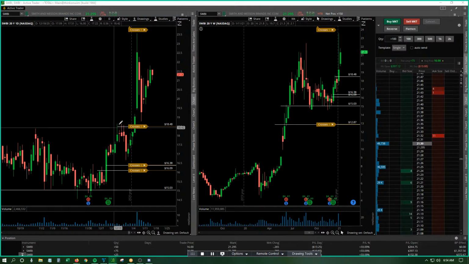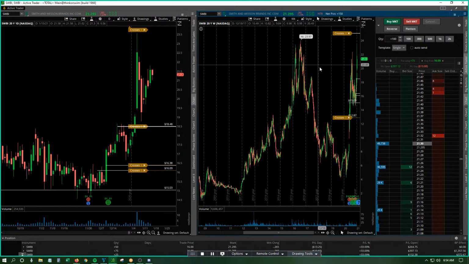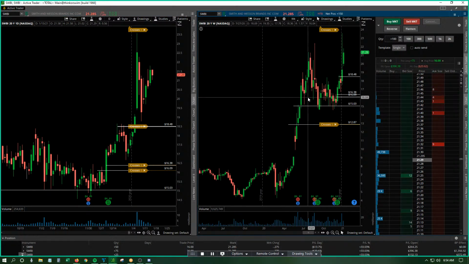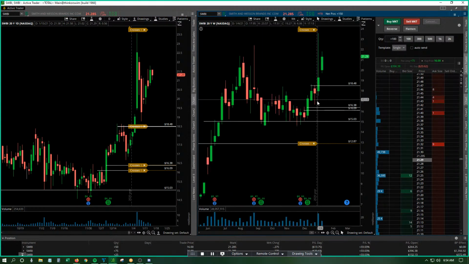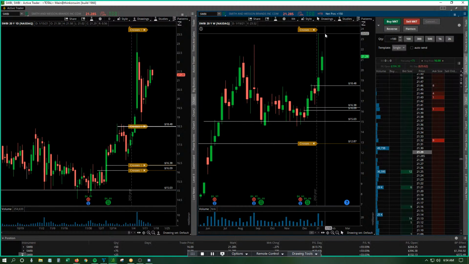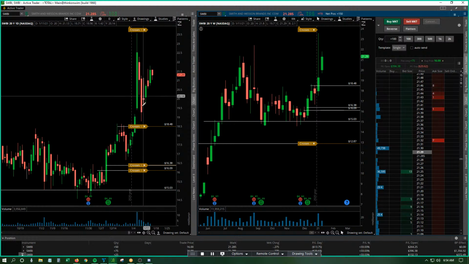Smith & Wesson, gun stocks have been on a tear. Long from 16. Saw it almost take its all-time high out up at 2350 a few days ago. Pulled back, filled its gap, and now it's trying to get back up there.